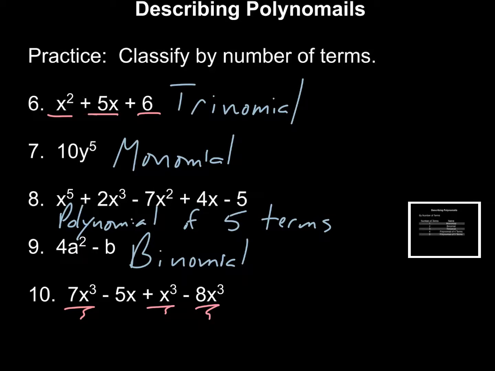And then the 8x cubed we have minus that last 8x cubed is 0. So the x cubes all added up to 0. So really this whole thing is just negative 5x. That's the one I'm going to use to describe it by the number of terms. How many terms are there? 1. So since there's 1 term, this would actually be considered a monomial.